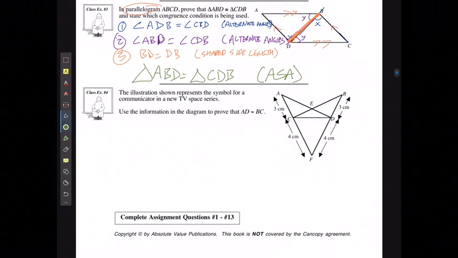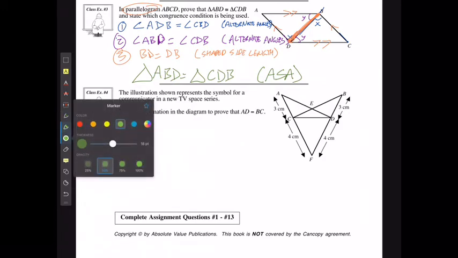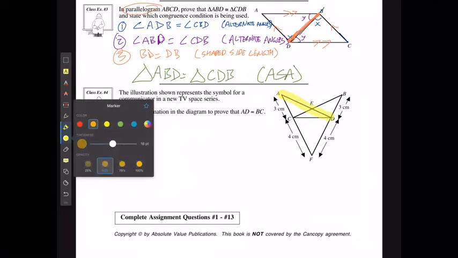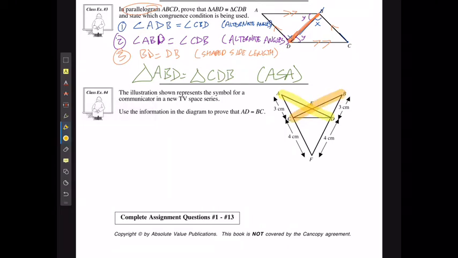And for example 4, the illustration shown represents the symbol for a communicator in a TV space series. Use the information in the diagram to prove that AD is equal to BC. So we need to prove that this side length is equivalent to this side length.